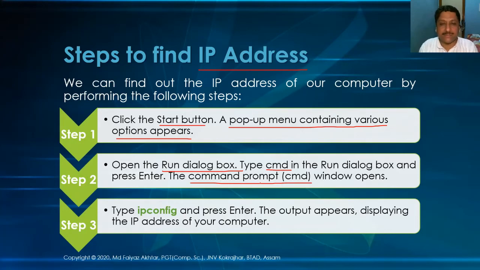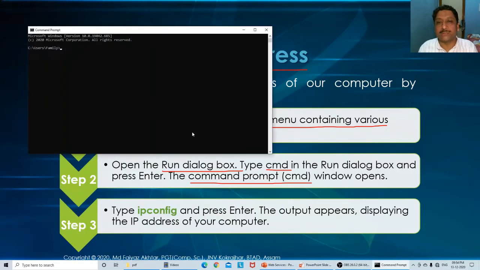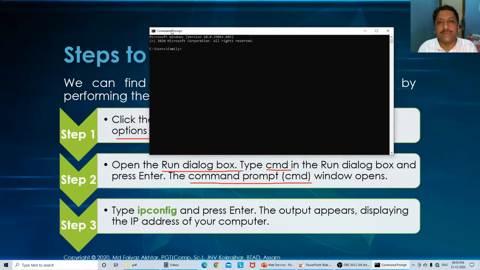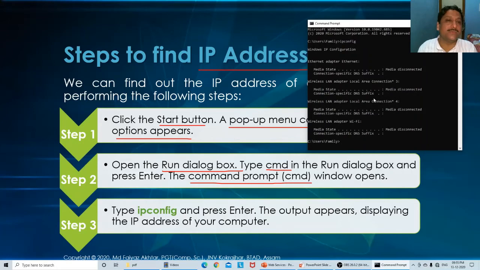Say for example like this. Just go to start button and type CMD. It will open you command prompt. This is the command prompt. Here what you have to do, type ipconfig and press enter key. The output appears displaying IP address of your computer. It will display you the IP address, and it will display only when your computer is connected with the internet. Then only it will display you the IP address.